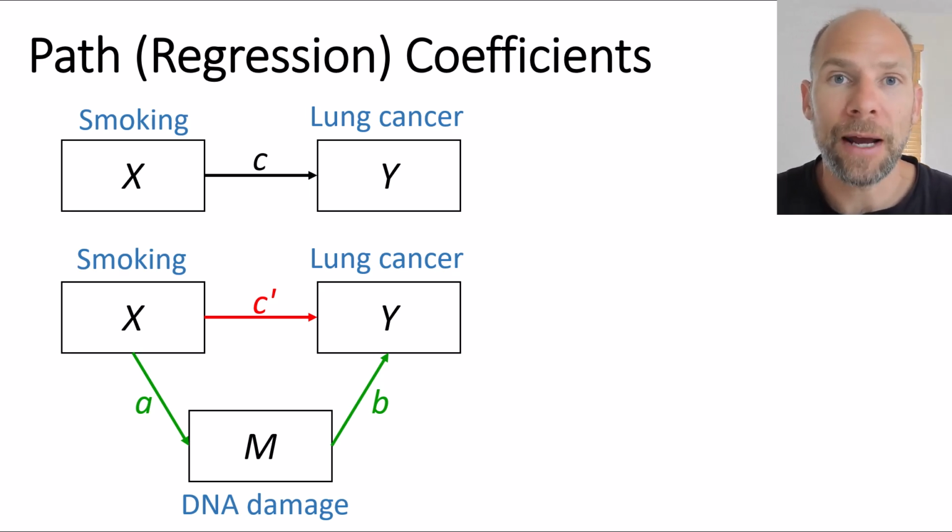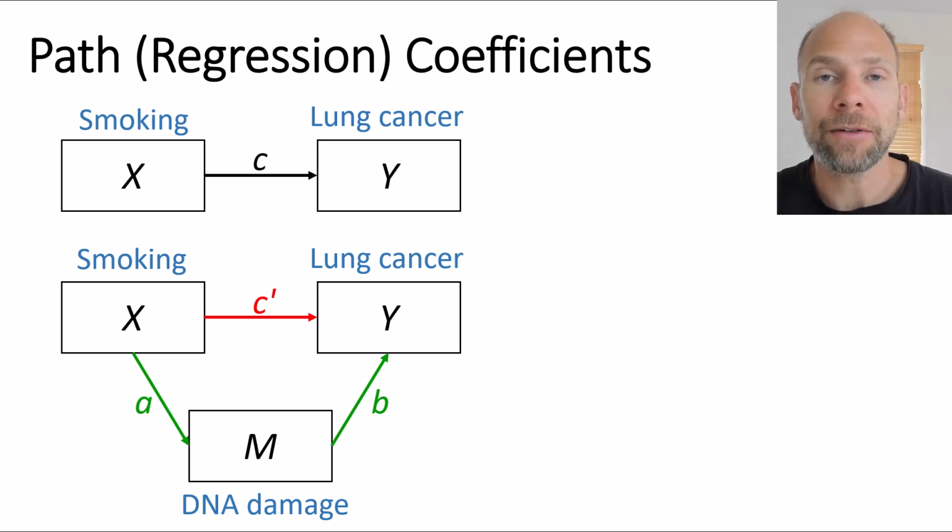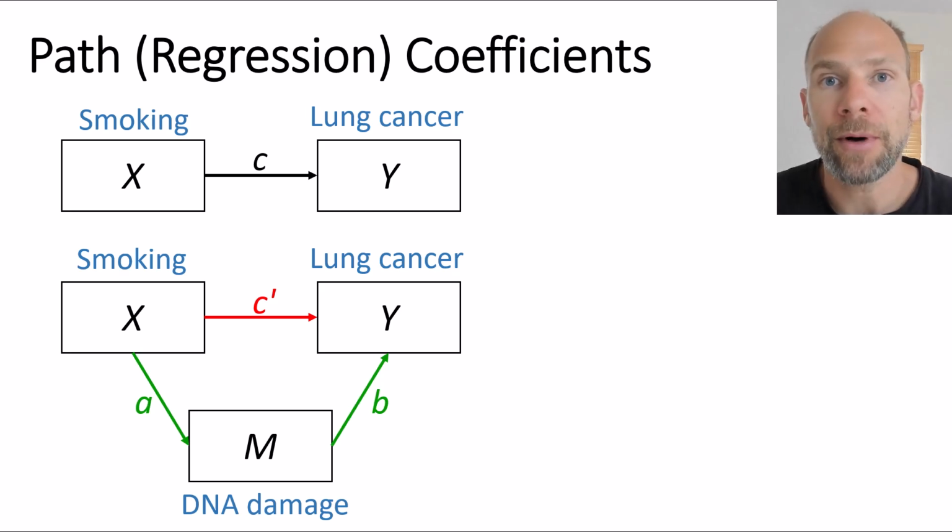The C prime coefficient then characterizes the direct effect of X on Y when M is also in the model, so when we have the mediator in the model. In the most extreme case, C prime might be 0 if we have complete mediation or full mediation, where the entire effect of X on Y is mediated through M.